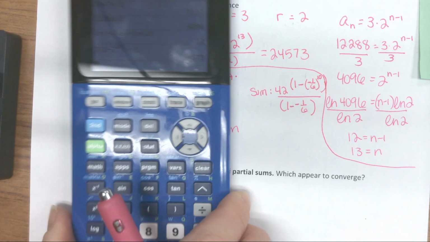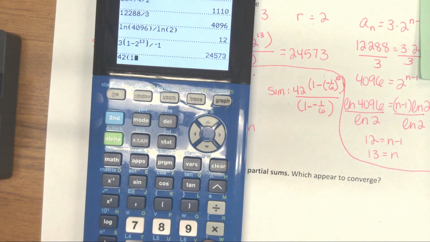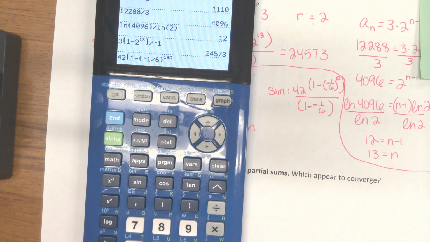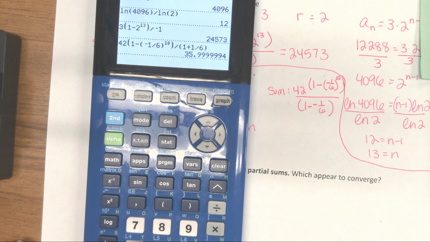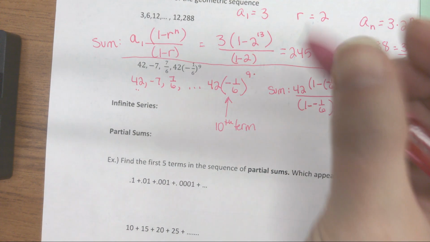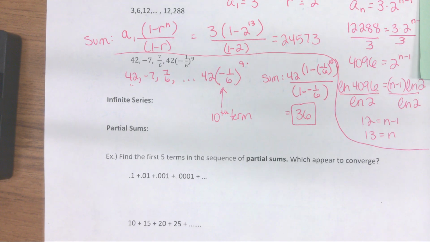All right, let's practice putting this in. So my 42, 1 minus, in parentheses, negative 1 divided by 6 to the 10th. Close the parentheses after that. Taking a look. On the bottom, I'm going to just write in parentheses 1 plus 1/6 to cut down on errors. So what would you say that equals? 36 is the sum of that. Okay.